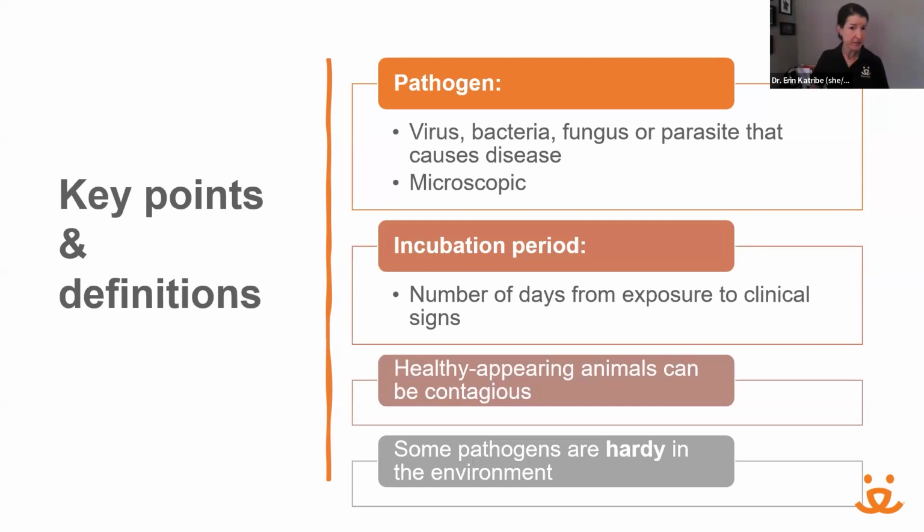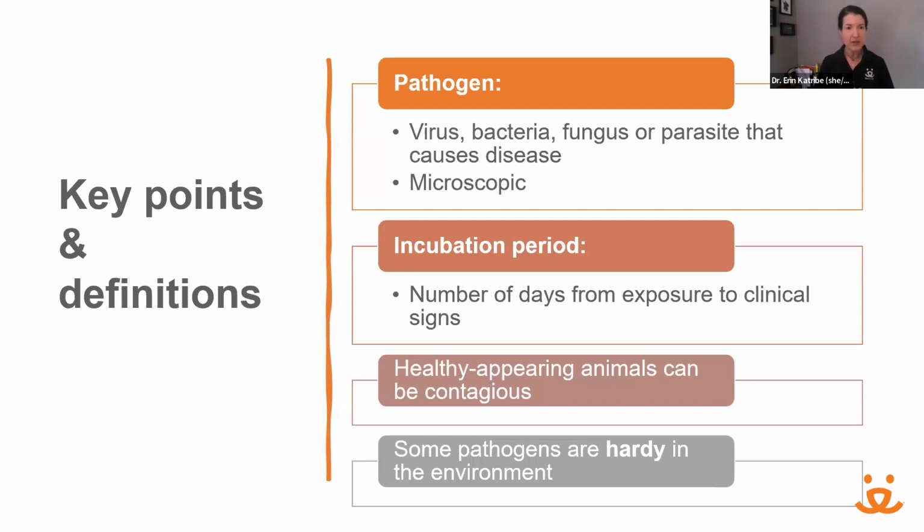Next is incubation period. This is the number of days from exposure to when clinical signs start. So in a parvo example, say we have a healthy puppy and we have a sick puppy with parvo, and those two puppies get placed in a kennel together. The puppy that's healthy is going to get infected with parvo potentially, but that second puppy won't get sick right away. There's a certain number of days that go by before that puppy starts to show clinical signs. And so that period of time is called the incubation period.